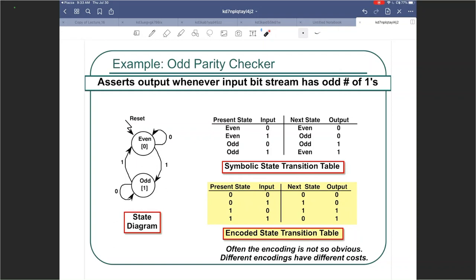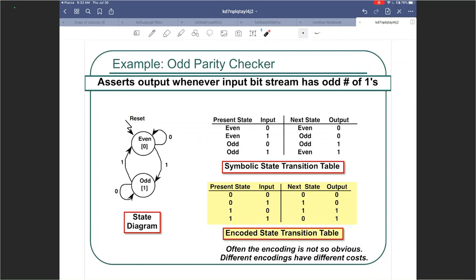Right? Often the encoding is not so obvious, which means that depending on how you encode things, you may end up with a different cost of implementation, more gates as well as less gates. So you will often find that with finite state machines, you will have many solutions to one design problem, because the encodings are arbitrary. All right, let's move on here. So state diagram to symbolic state transition table to encoded state transition table.